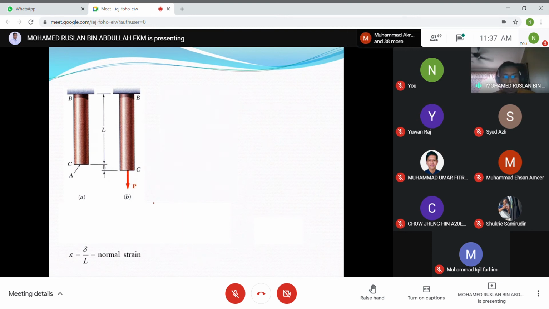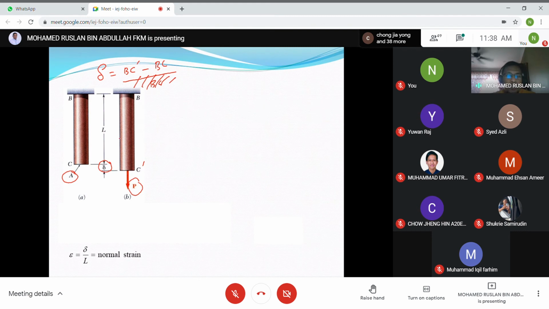This is just to give you the view of what happened to this body. Let's say this is the body AC before deformation, and A is the cross-sectional area. When we apply the force P, the body BC now becomes longer, expands. This is what we call delta. So delta here equals the final length, BC dash, minus BC, the original length.